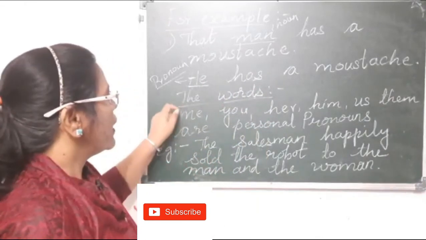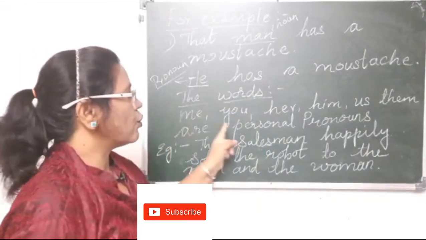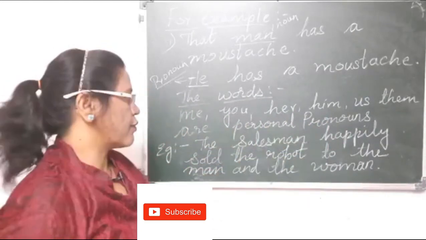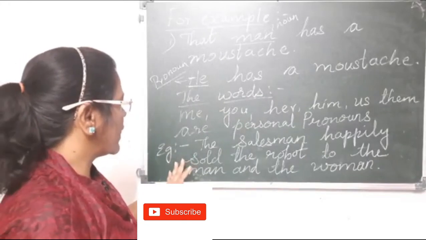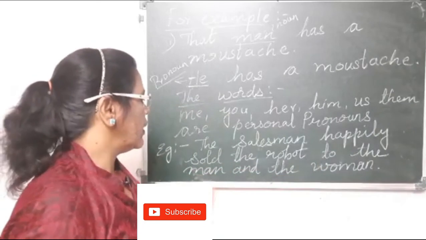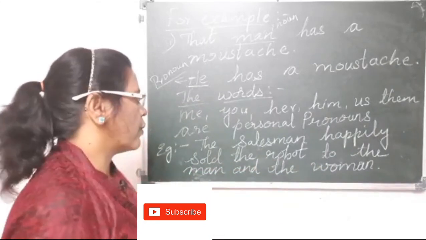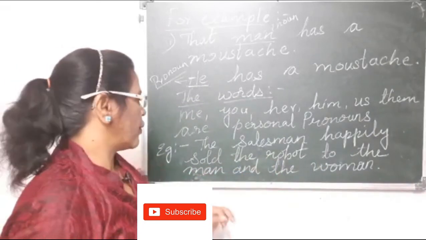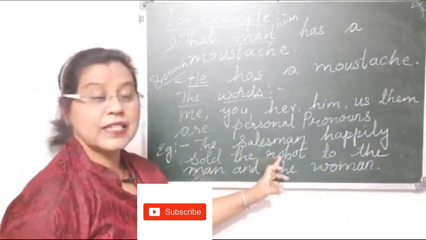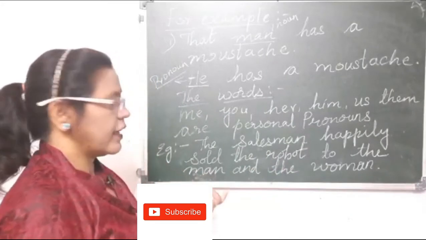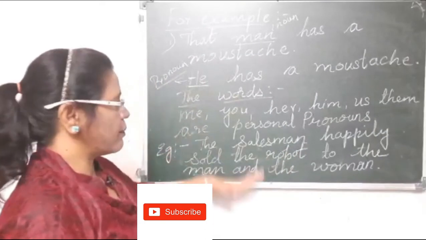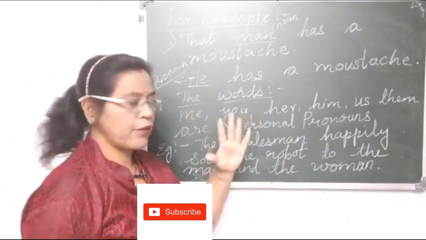Now just see these words. The words like me, you, her, him, us, them are also personal pronouns. For example, you can see here: The salesman happily sold the robot to the man and the woman. Sold the robot is the telling part of the sentence, and here the nouns are man and woman.